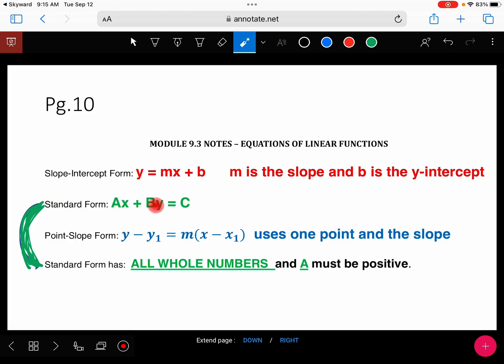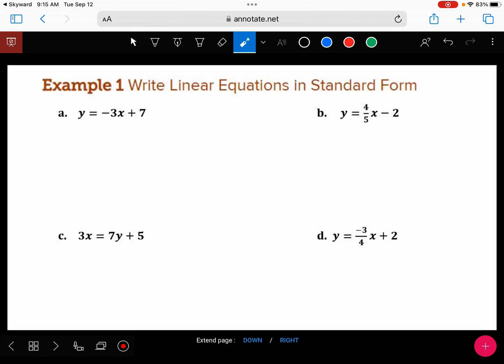Okay, so today we're going to focus on standard form. Friday, we'll talk about slope intercept, and then next week we'll talk about point slope. So let's go ahead and get started with writing these in standard form. Again, standard form says it has to be all whole numbers. The A term has to come first, then your B term, and it has to equal C. So in other words, X and Y have to be together on the same side of your equation.